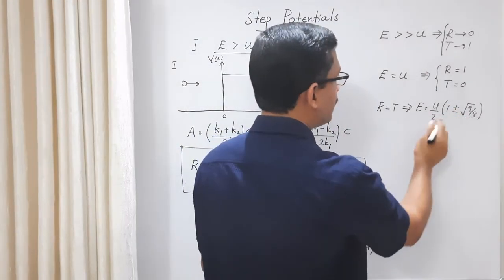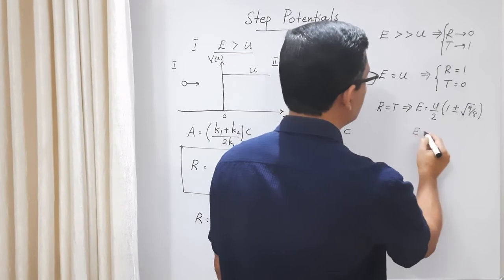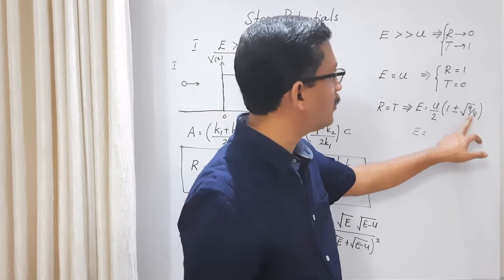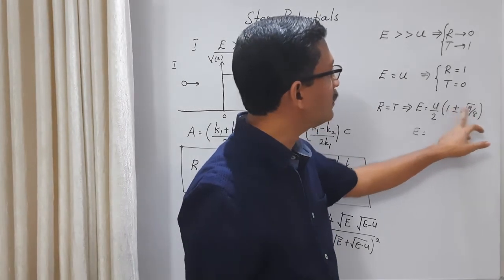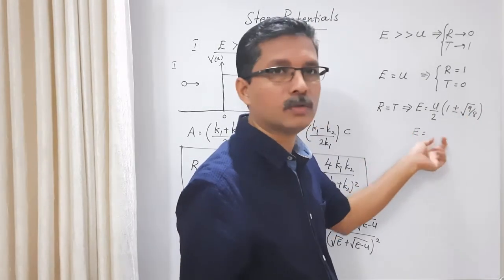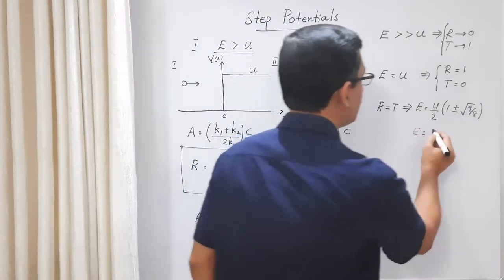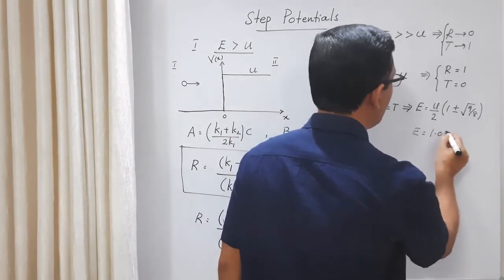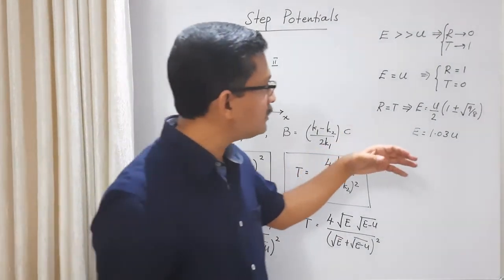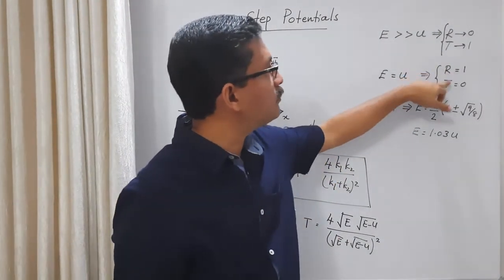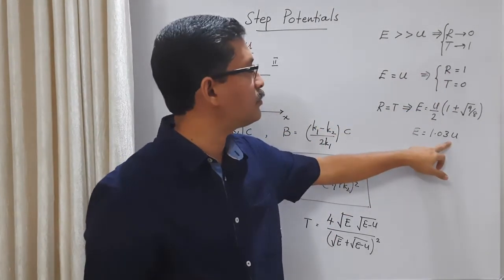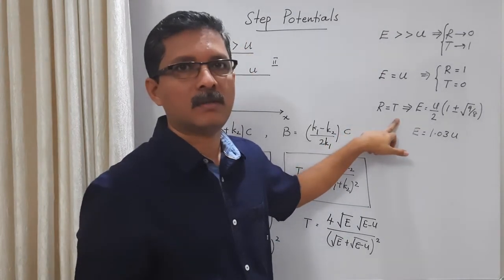So when you put the plus here, what you get is E is equal to, we can work out this, you can see that since 9 by 8 is approximately 1, the term in the bracket will be approximately 2 and 2 will cancel, we get E is equal to U, slightly greater than U. If you do exact calculation, you can see that E is equal to 1.03 times U. Okay, so when energy is equal to U, reflection probability is 1 and transmission probability is 0. But when energy is only slightly greater than U, 1.03 times U, then reflection and transmission probabilities are equal.